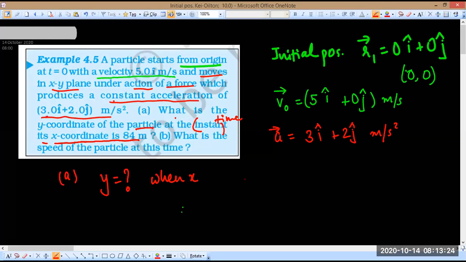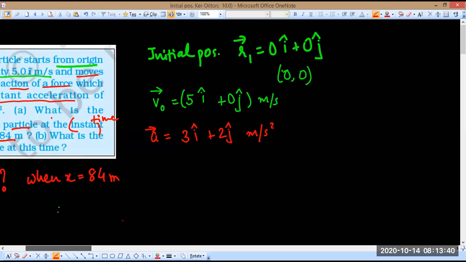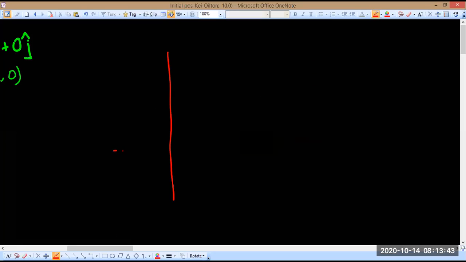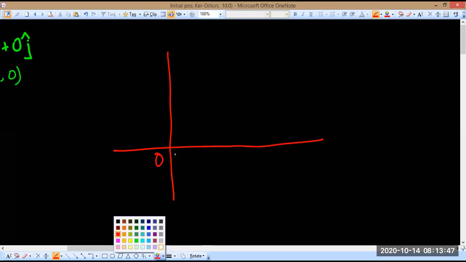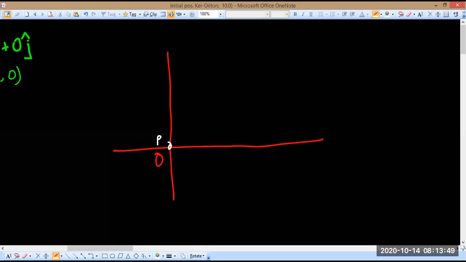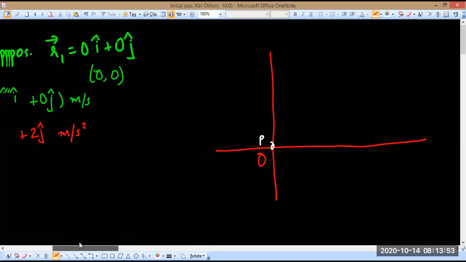I hope this question is clear, right? We have to find what is the y coordinate when x is 84. The diagram is not very important, but I'd still draw it so that you get a feel of what is going on. Let's say this is the origin. The particle starts from here, and then this particle is going to move.